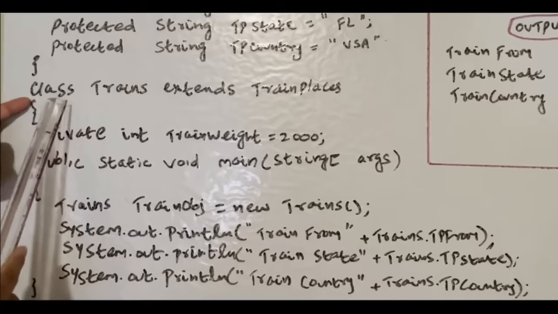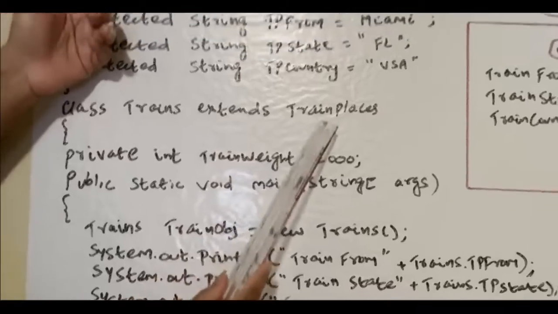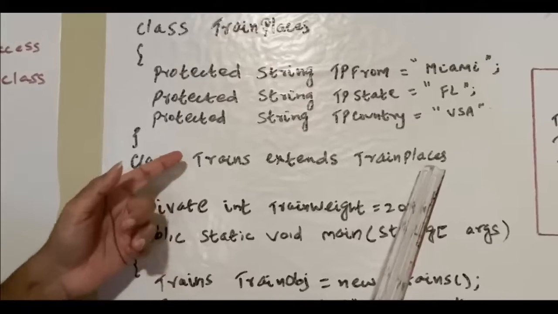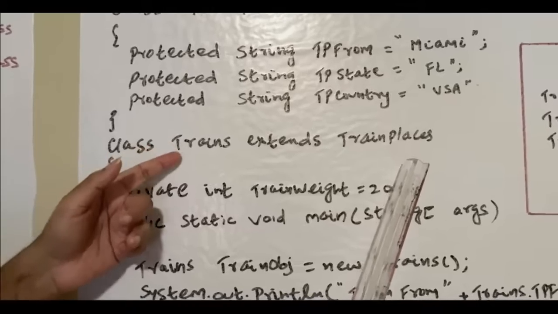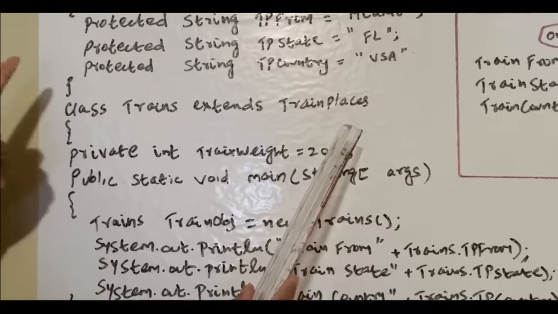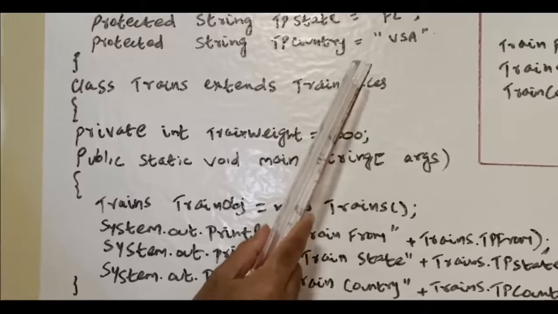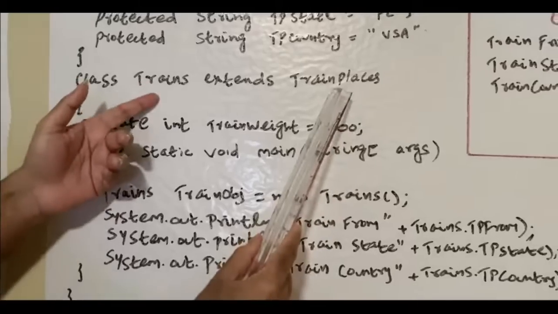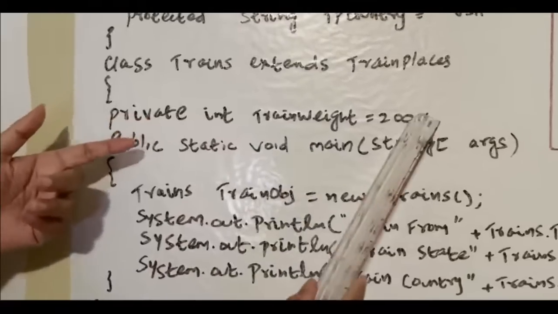Here we define a class, and see, there is no public. Class trains extends train places. This extends gives a relationship between trains and train places. Similar to the other video I created today, where I talked about MySQL, train passengers and train places, it was connected using a primary key, foreign key relationship, a foreign key relationship from train to train places where the P from was a primary key. Similarly, they extend the same functionality, connecting two classes. Here we have private integer train weight 2000.